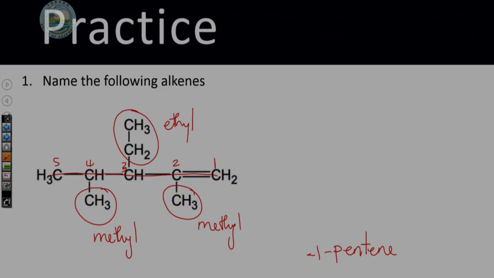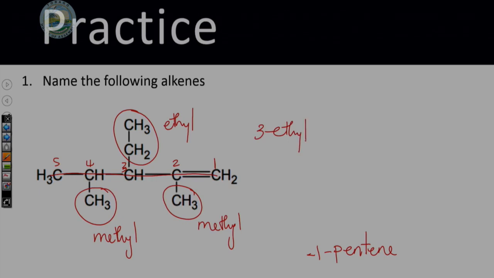What do we need to do? We need to put them in alphabetical order. Since we have 2 different branches, we need to put them in alphabetical order. All right, so what is the alphabetical order? The first one is ethyl. And what number? Because every time we name them, we have to say the number of the carbon they are on. So ethyl is on the 3rd carbon, so it's 3-ethyl.